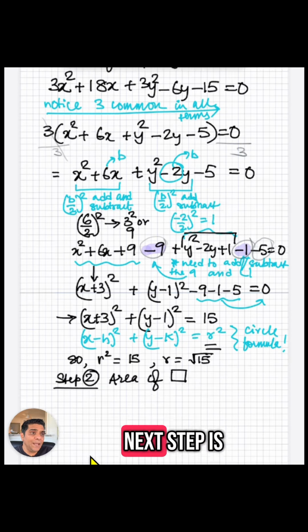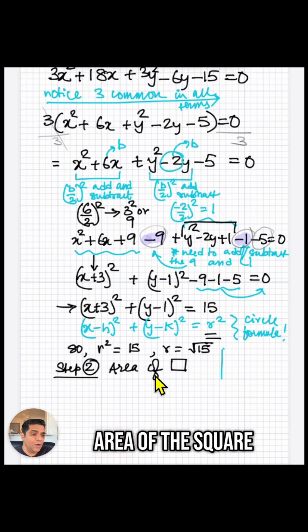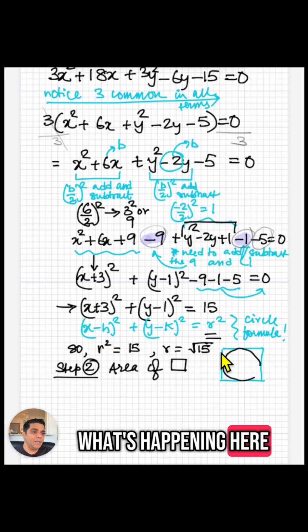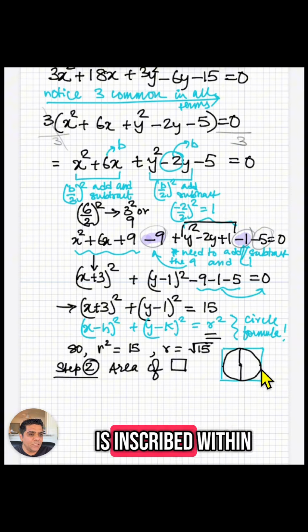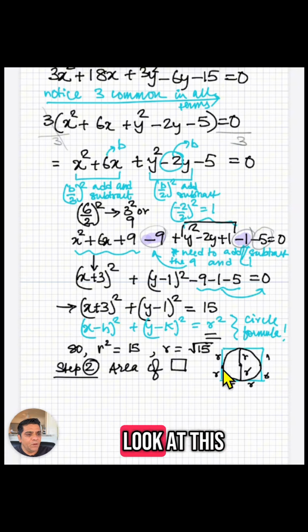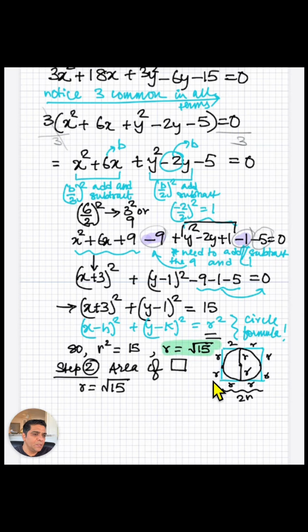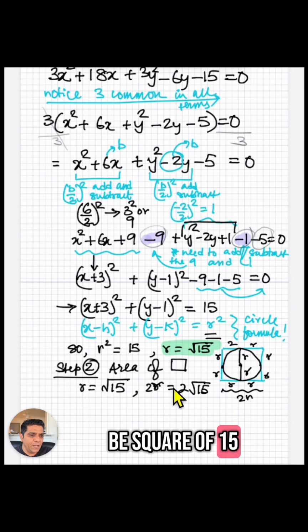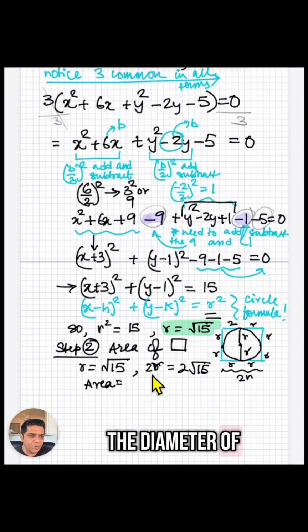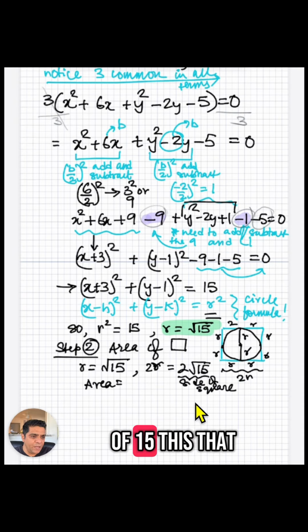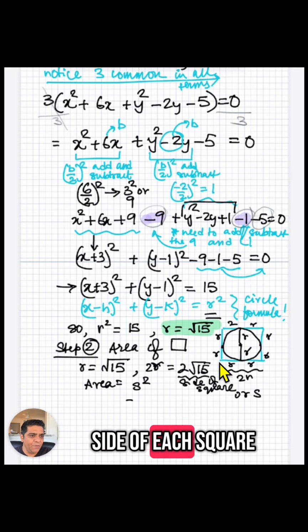So now the next step is we're going to try to find the area of the square. So let's see what's happening here. There's a square and the circle is inscribed within the square. So if you look at this, the side of the square is 2 times the radius of the circle, or the diameter of the circle. Okay, so the radius we found to be square root of 15. So 2 times the radius, or the diameter of the circle, is 2 square root of 15. That is the side of the square.